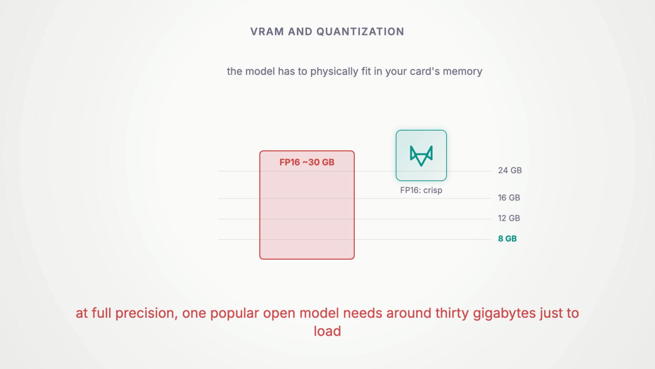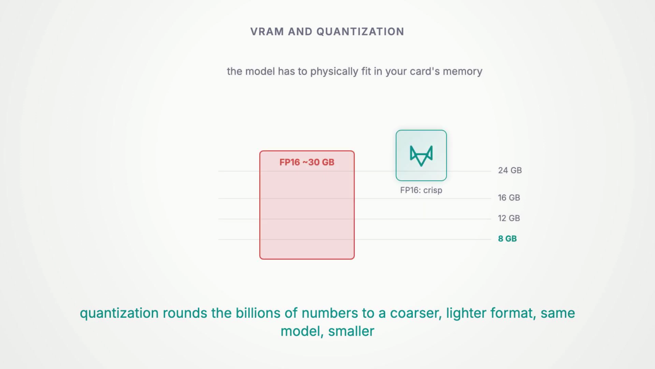This is where one beautiful trick rescues the free local creator, quantization. The model is billions of numbers, and normally each number is stored at full precision, taking a lot of room. Quantization rounds those numbers to a coarser, lighter format. The same model, same abilities, packed smaller. Watch what it buys you.